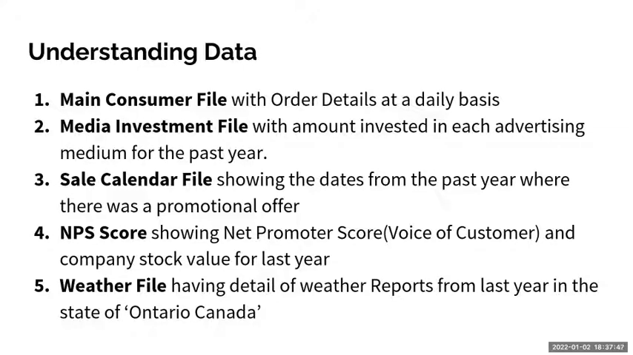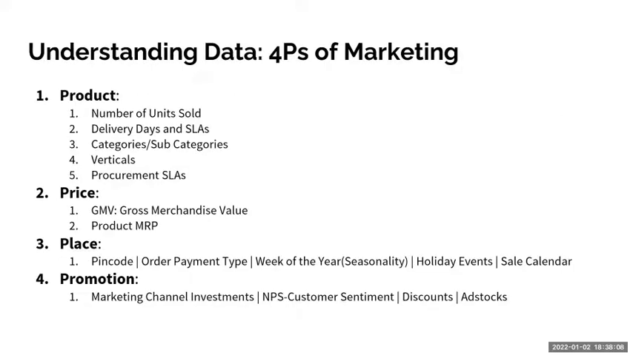So we'll just run through this quickly. Understanding data: there were 5 files, and each file has different KPIs that we need to get into our model. We have the consumer file, investment file, calendars, NPS score, which is basically the voice of the customer, and then the weather file. All this data goes into a model.